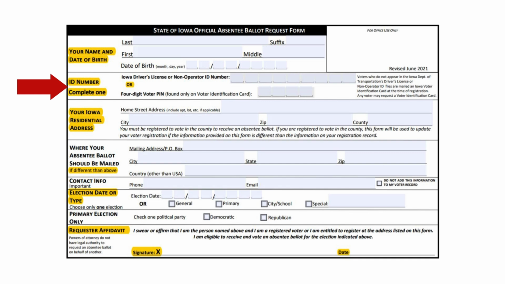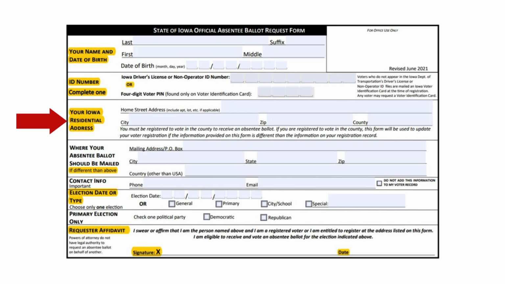If a voter is a pre-registered voter but does not know their PIN, you can send them to the auditor's office counter and we'll get them their PIN number. A voter is required to provide either their Iowa driver's license number or non-operator ID or their PIN number, not both.